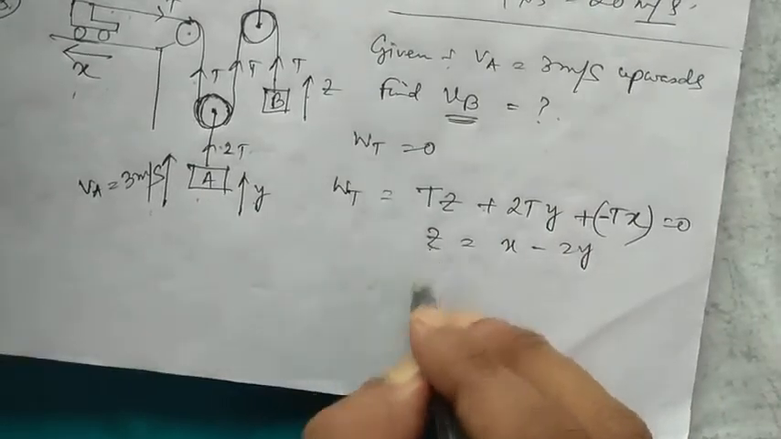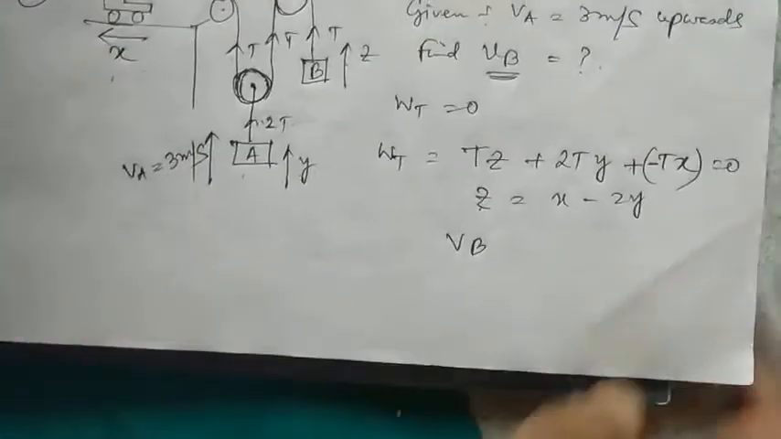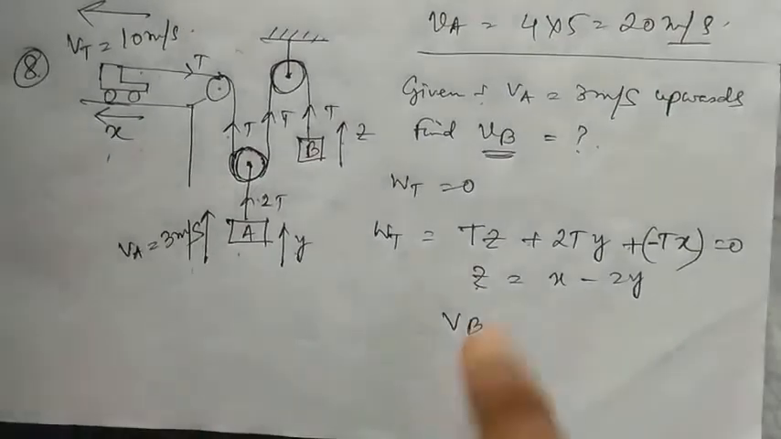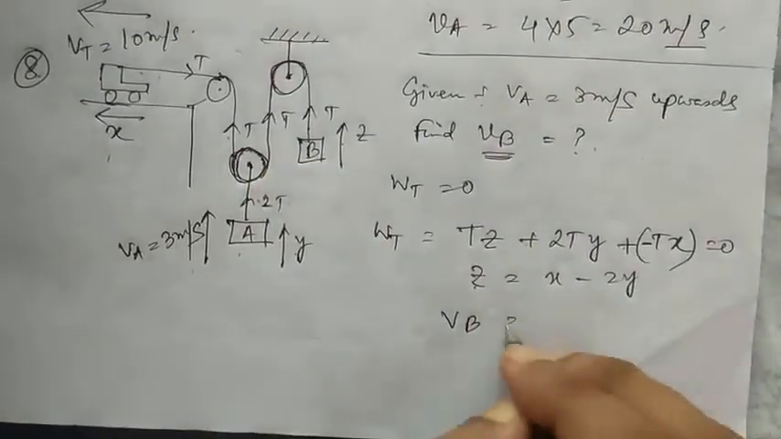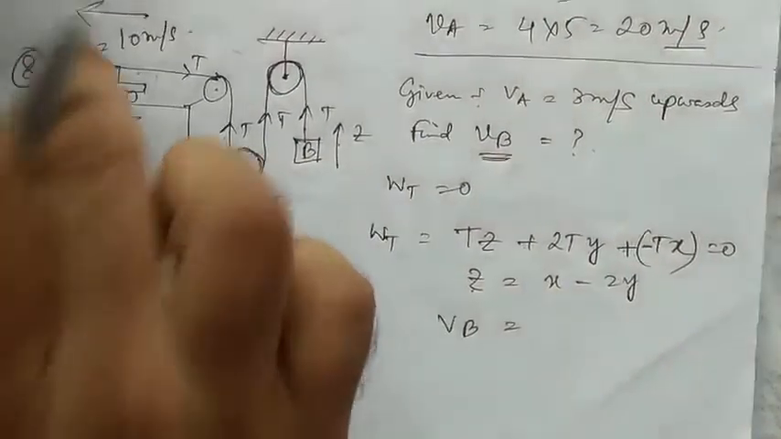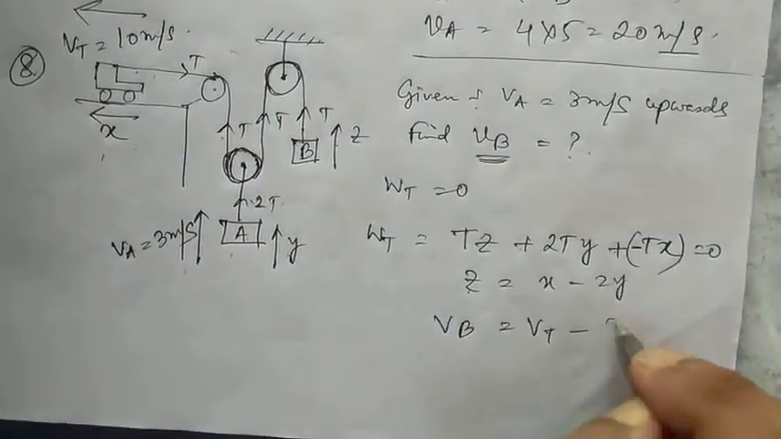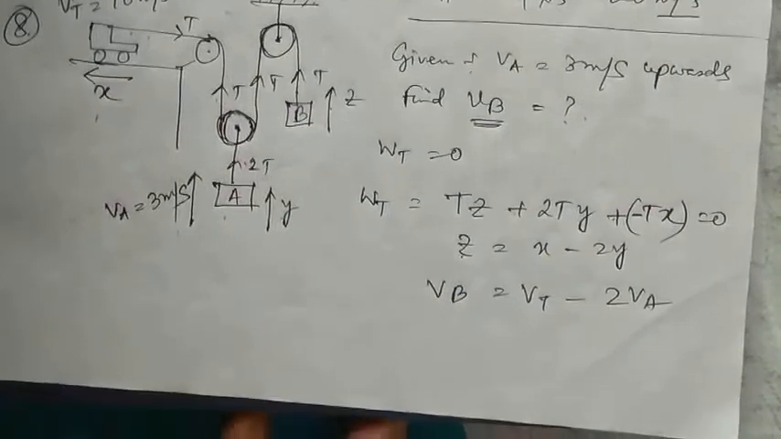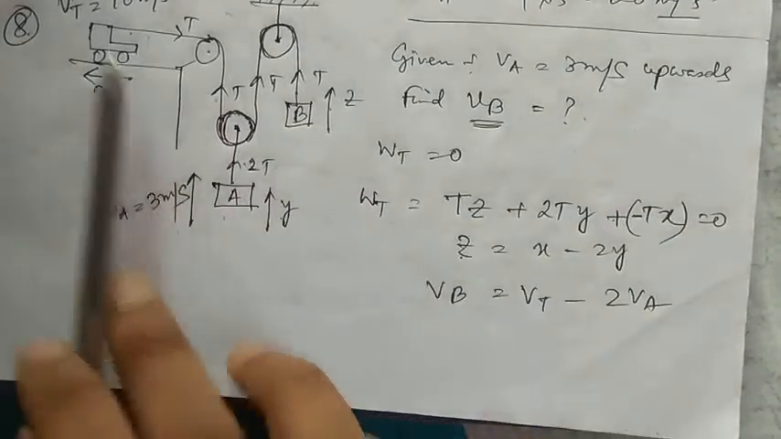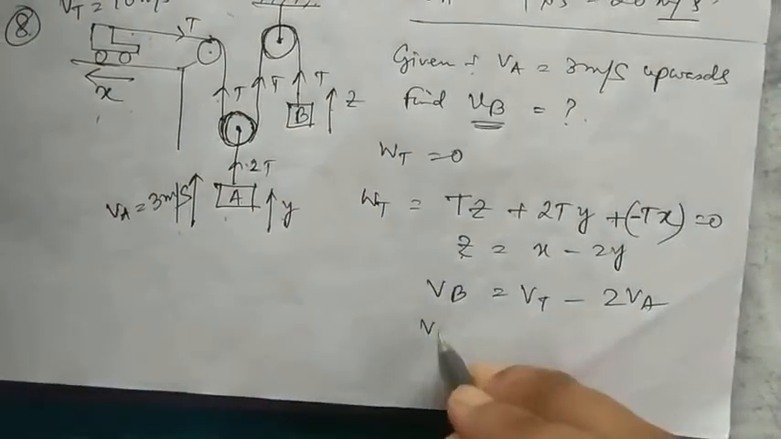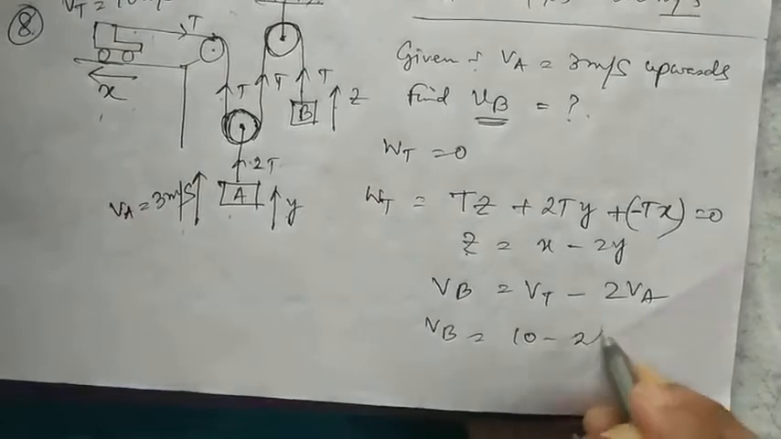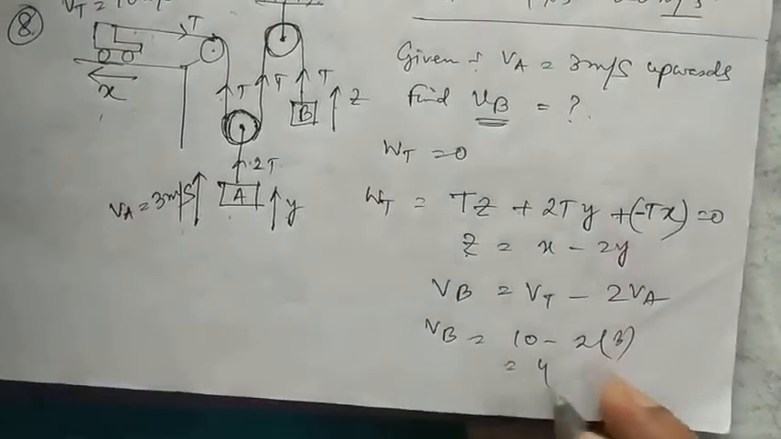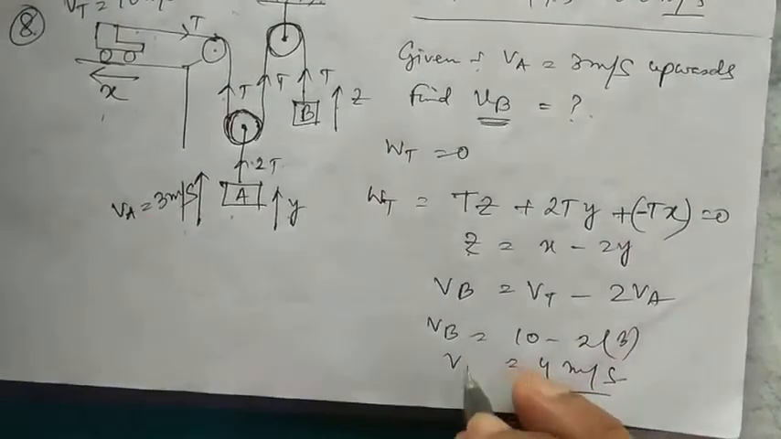So Z for VB, X for this truck VT, and Y for VA, 2VA. So replacing the values of A and the truck, we get the velocity of B. 10 minus 2 into 3, 6, that means it is 4 meters per second. The direction is correct.